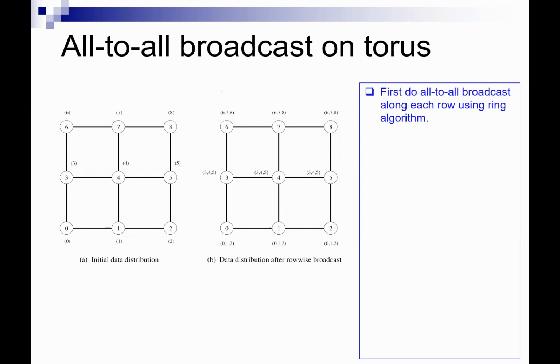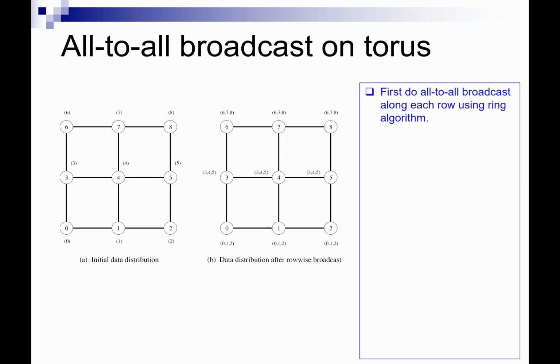Okay, so next we're going to look at all-to-all broadcast on a torus. A torus is just a 2D mesh, except that the first and the last processes in each row and column are connected.